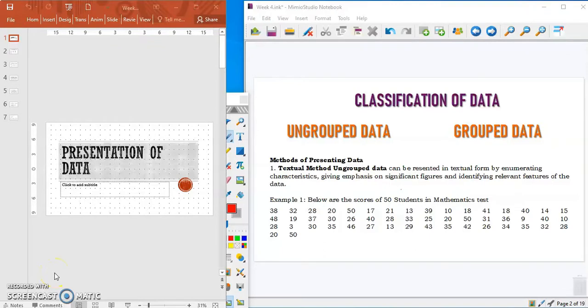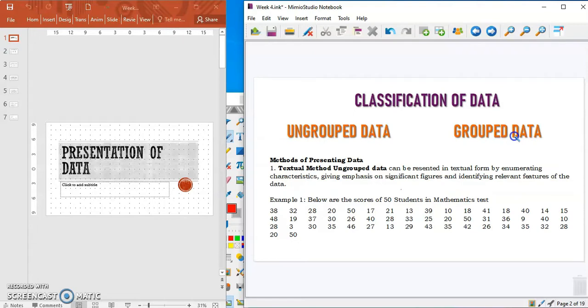Good day everyone. Today we're going to talk about presentation of data. Now, before we talk about how we're going to present data, there are two classifications of data first: ungrouped and grouped data. When we say data is ungrouped, these are data that are not organized or, if arranged, could only be arranged from highest to lowest or lowest to highest. While grouped data are organized and arranged into different classes or categories.